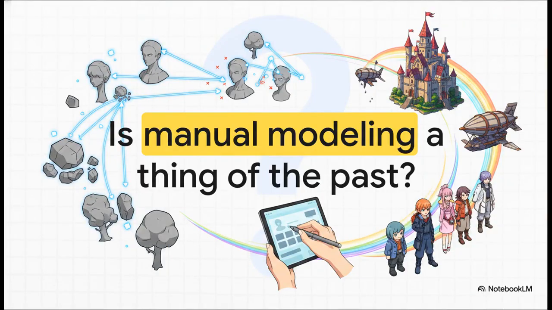So, it begs a pretty provocative question, right? Is manual 3D modeling just a thing of the past? Well, yes and no. Modern AI-assisted 3D workflows aren't about manually modeling everything from the ground up anymore. Instead, it's like a giant puzzle where AI hands you the first draft, you step in to fix the problems, and then you assemble the final world. To see exactly how this plays out in practice, let's map out our journey.